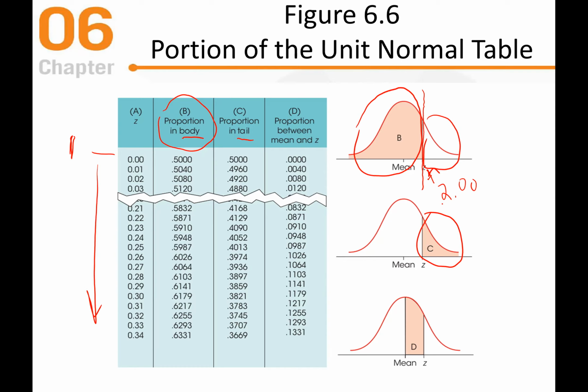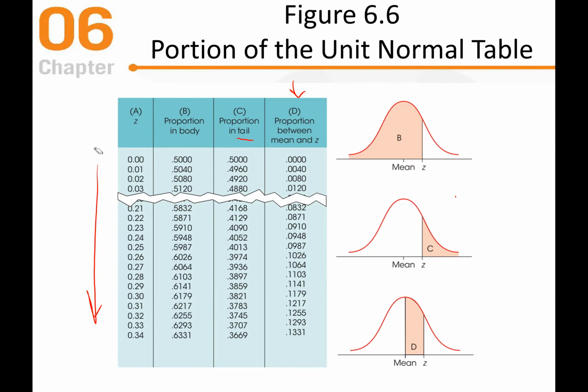All right. And so we also have another column called column D. And column D is the proportion between the mean and a z-score. What is that specific proportion between a mean and a z-score? All right. So we can do a lot of things with this, and we're going to for this lecture and the next.